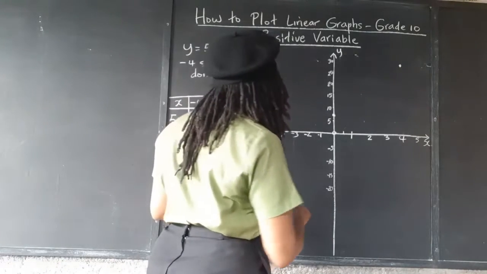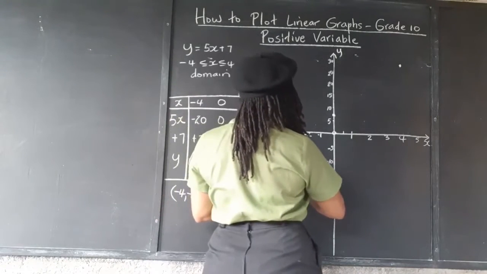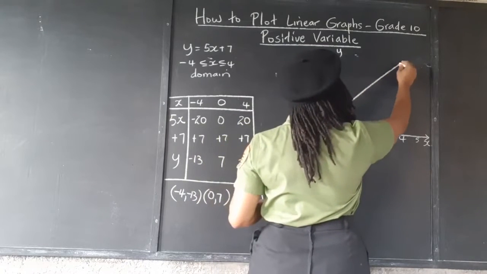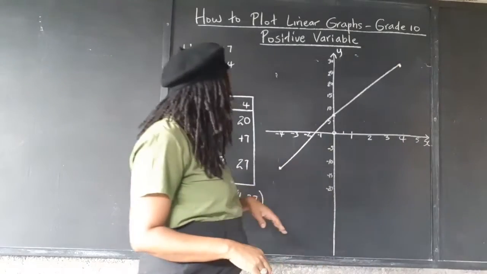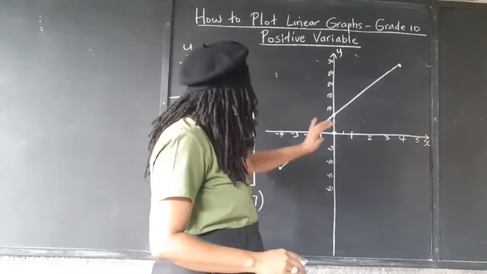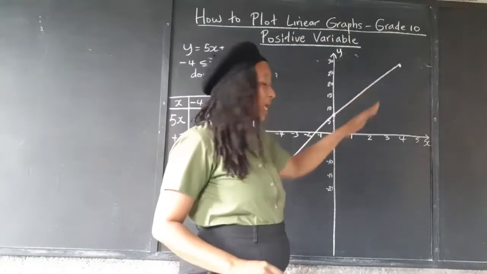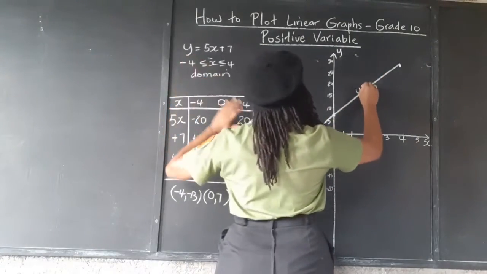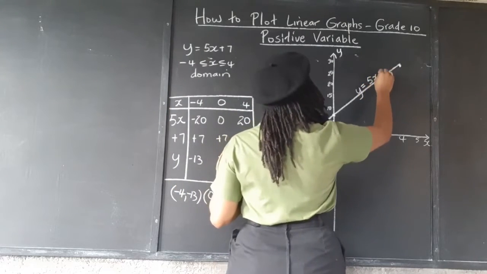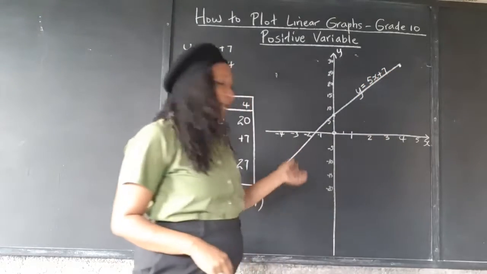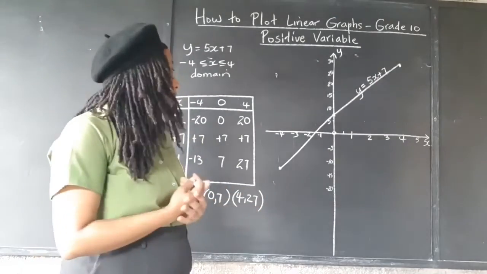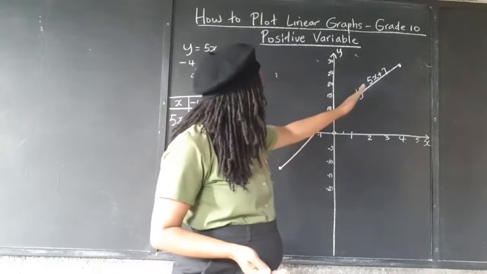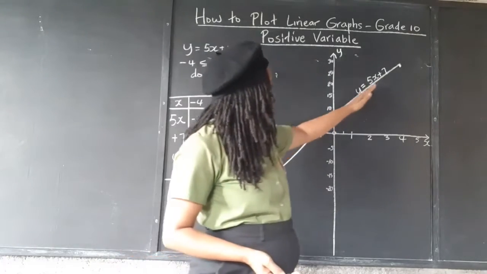So I am going to draw a straight line. So you would use your ruler for this. I don't have a long ruler for the board, but connecting the 3 points, I get a straight line. And what I'm going to do, I'm going to write my equation. Y equals 5x plus 7. And I've completed my graph. Now I'm looking to see what orientation it is. It's inclined that way. See, it's inclined that way.